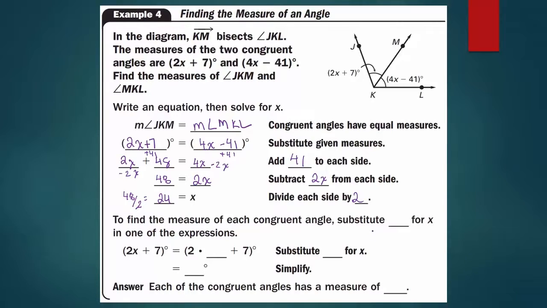Once I find the value for x, the last step is to find the measures of angle JKM and angle MKL. In order to find the measure of the angle, I'm going to substitute the value that I found for x, which is 24, and I just need to substitute it into one of the angles because I know that 2x plus 7 is equal to 4x minus 41 because the angle is bisected. I just need to find one of the angles and then the other angle will have the same measure. So I'm going to choose this 2x plus 7. Where x goes, I'm going to substitute 24 in there, and then I'm going to simplify.